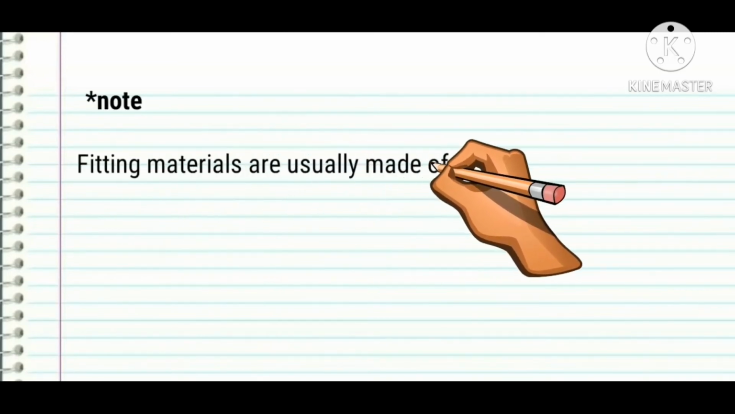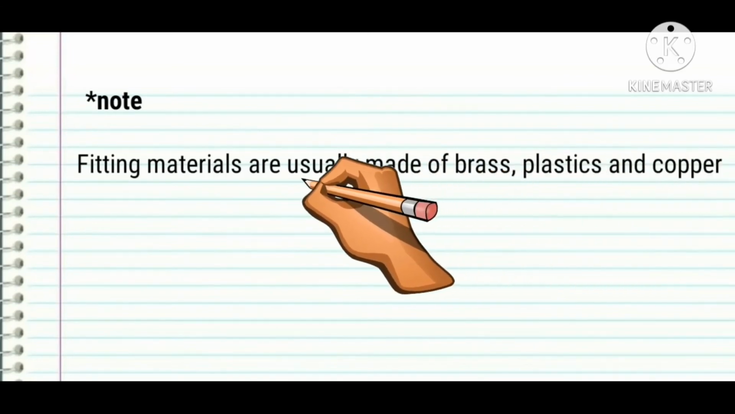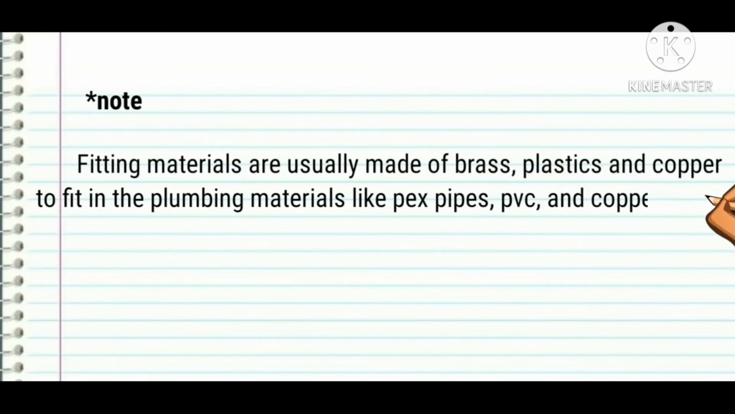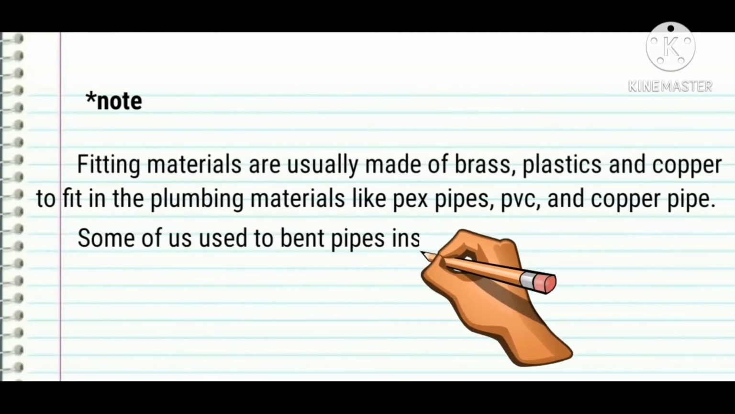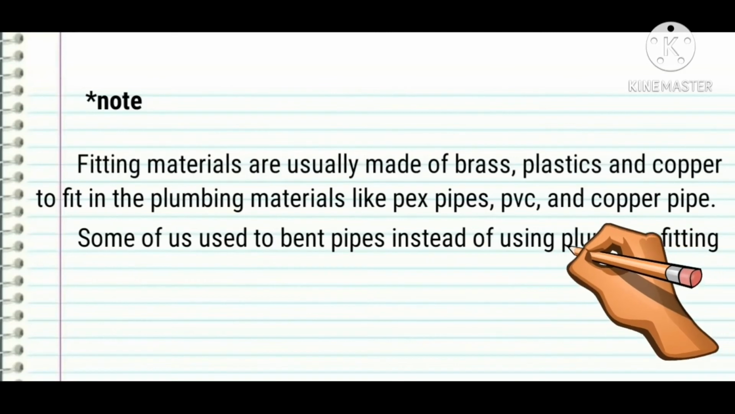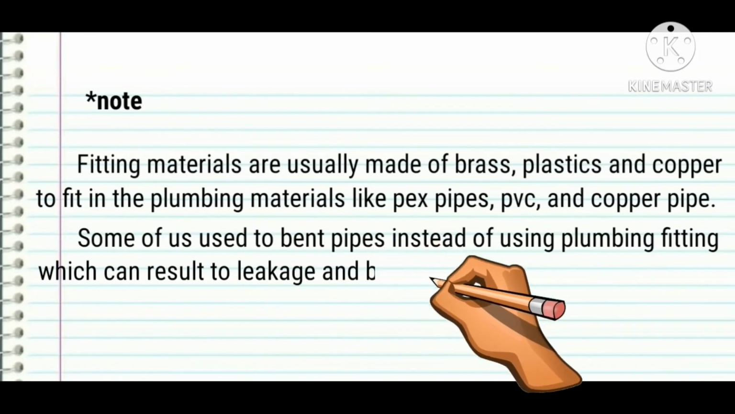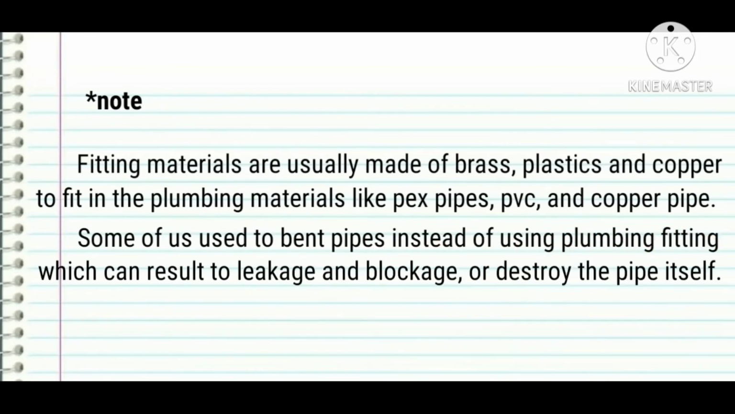Fitting materials are usually made of brass, plastics, and copper. To fit in the plumbing materials like pipes or PEX pipe, PVC, and copper pipe. Kailangan talaga natin ng iba't ibang uri ng fitting materials. Siguro may iilan na binebend lang ang mga pipe at hindi na gumagamit ng mga fittings. So mali po yun guys. Ang tendency nun ay maaaring magkaroon ng leakage and blockage or masira ang linya ng ating tubo. Kung iniisip nyo na mas mapapamura kayo, hindi po, kasi mas lalaki pa ang gagastusin natin kapag nasira agad ang ating tubo.